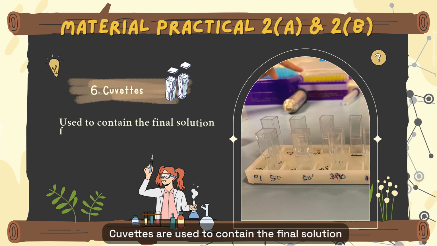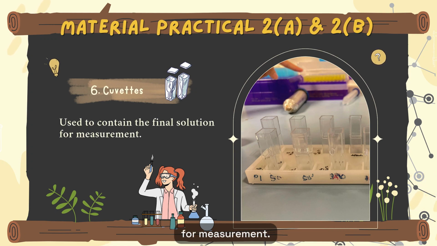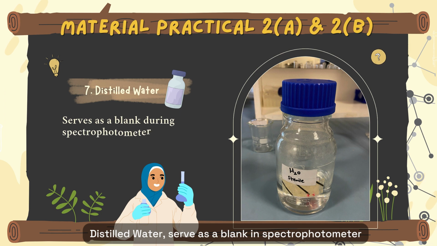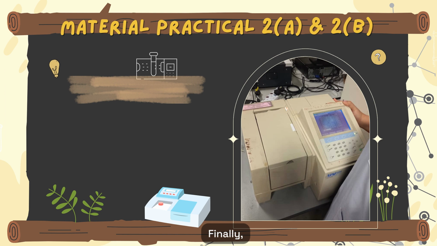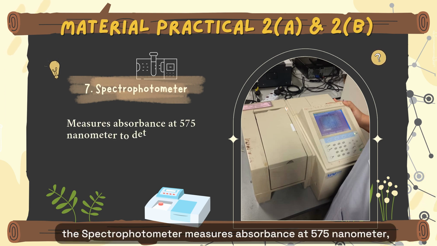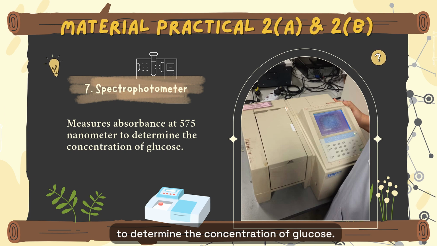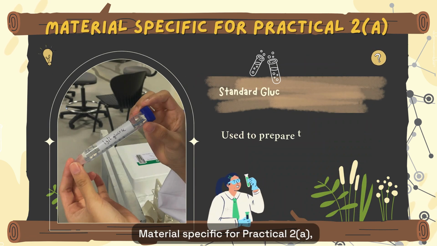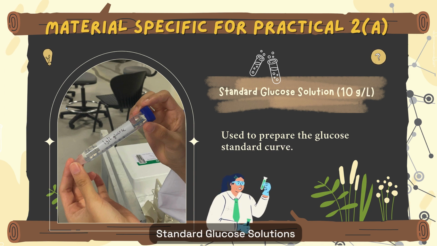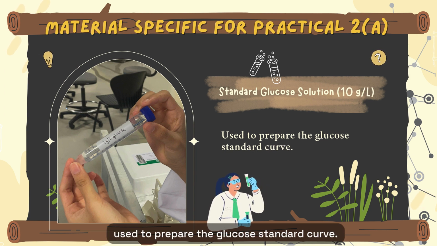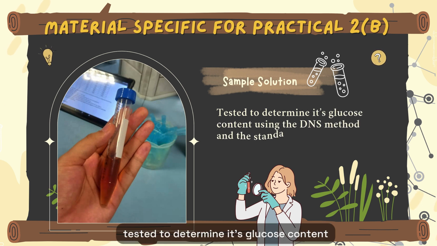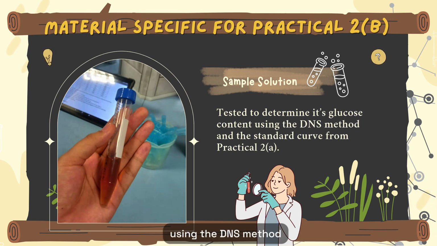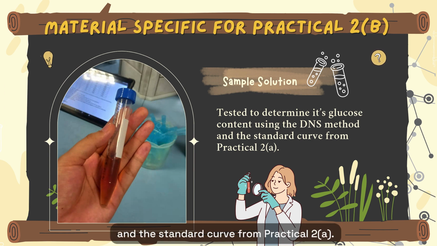Cuvettes are used to contain the final solution for measurement. Distilled water serves as a blank to calibrate the spectrophotometer. Finally, the spectrophotometer measures absorbance at 575 nanometers to determine the concentration of glucose. Material specific for Practical 2A: standard glucose solutions used to prepare the glucose standard curve. Material specific for Practical 2B: sample solution tested to determine its glucose content using the DNS method and the standard curve from Practical 2A.